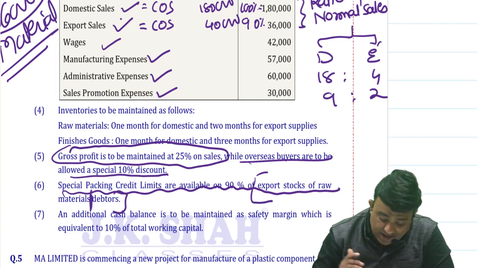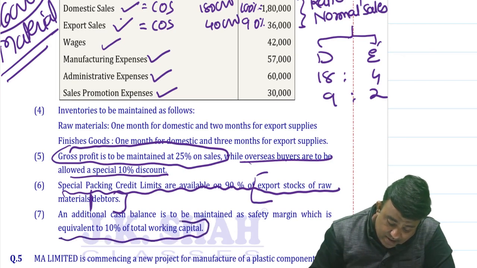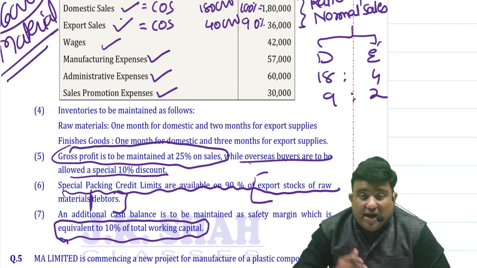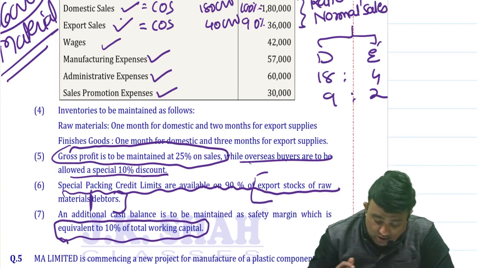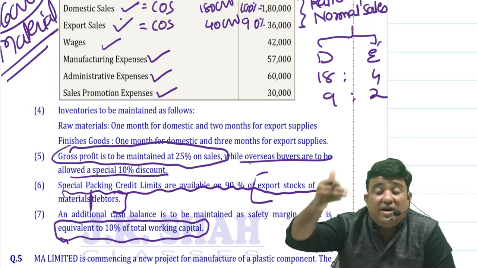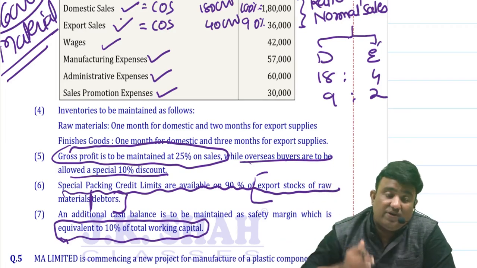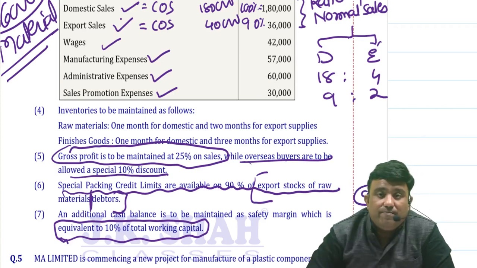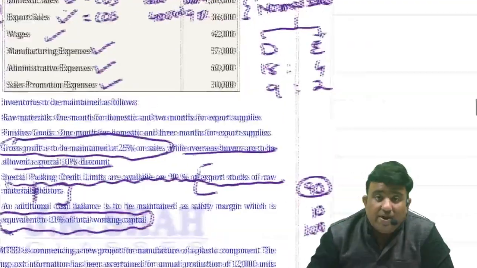Fair enough. And last but not the least, you have to keep a safety margin of 10% of working capital requirement, and there is a final total 100%. So 100 will be your not working capital, it will be a working capital after adding a working capital requirement. So 100 will be your working capital requirement, 10 will be safety margin, so normal working capital will be 90. Clear everyone? Am I clear everyone?